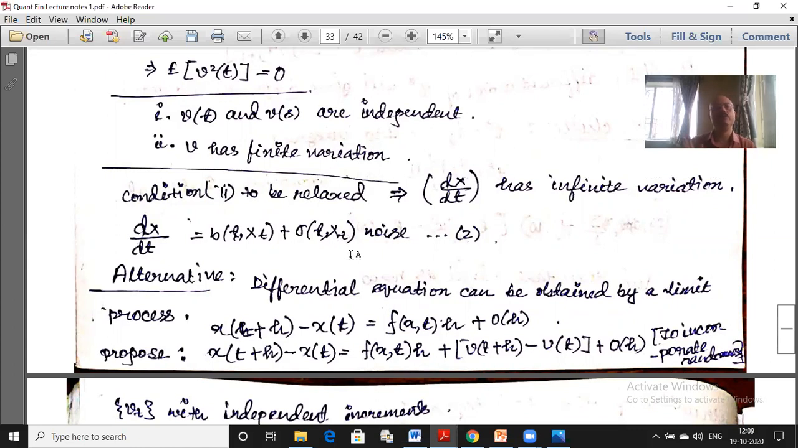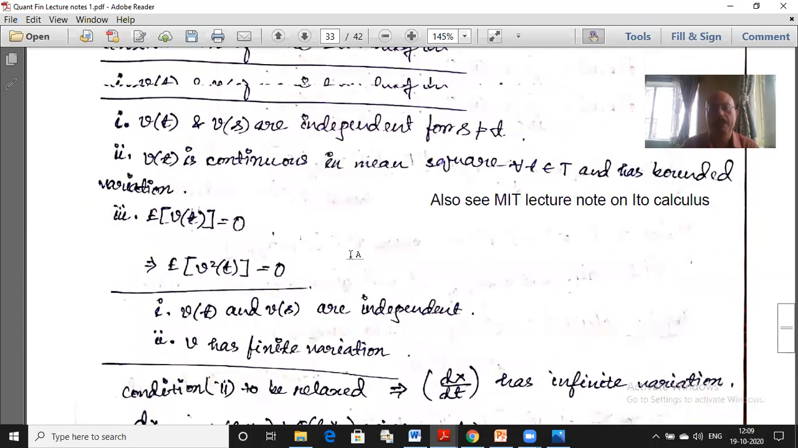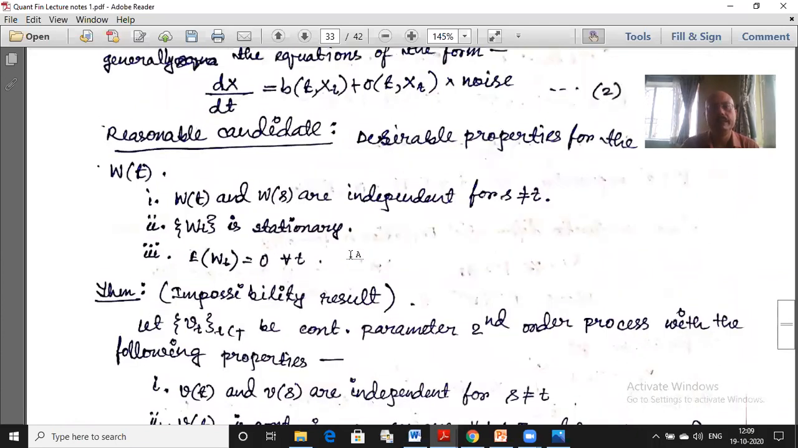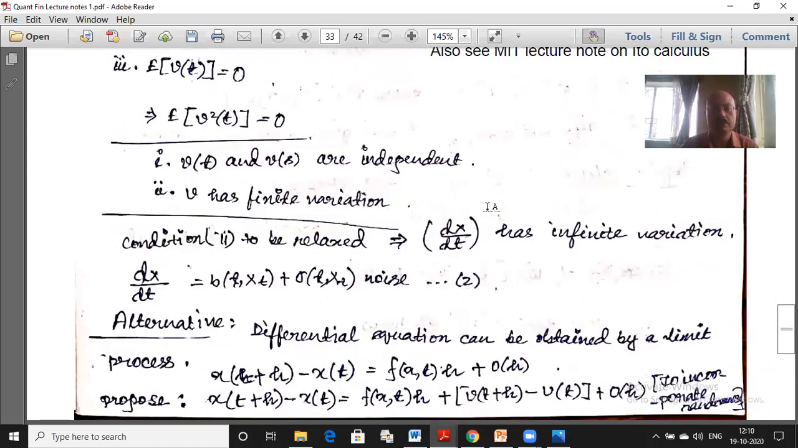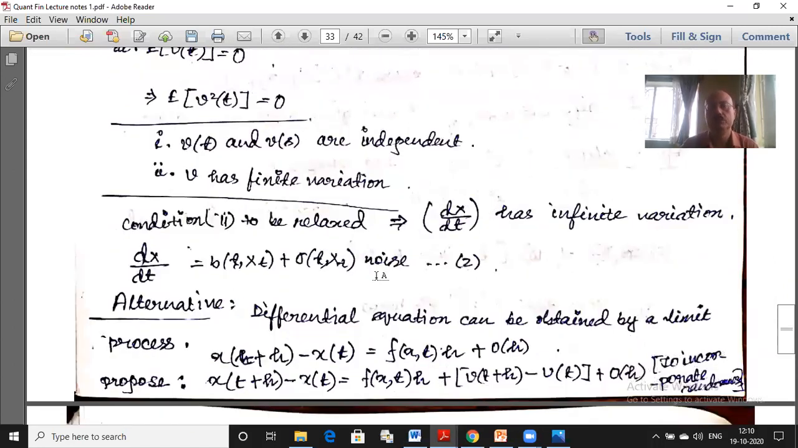Because we know that there is no finite variation in V, if I write it in the usual way, dx by dt, and I put Vt here in the noise term, which is here also, then I have this problem of infinite variation. So can I express it in a different way so that it makes sense and I can go ahead with developing the integration theory?